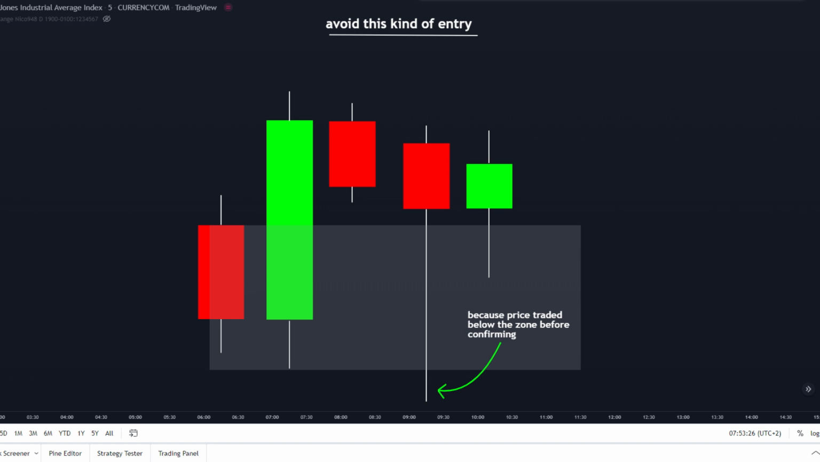Here we can see what you should avoid at all cost. If the market trades below the zone before the bullish candle can appear, then the whole zone will be invalidated. Even if the confirmation candle trades below the zone before closing, it will invalidate the whole pattern. The reason is that we need a place where our stop loss should be.